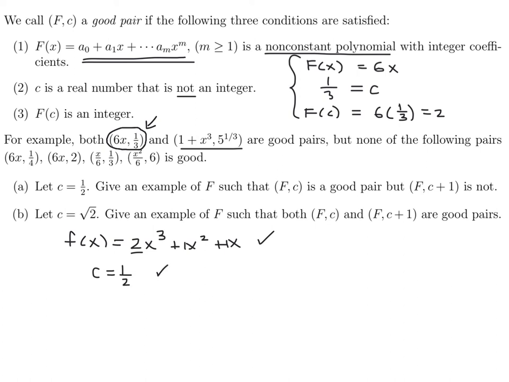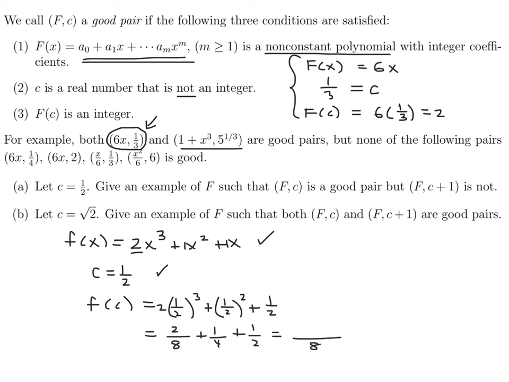Okay, so that's fulfilled. Now we have to figure out f at c, and f at c must be an integer. So that means we have 1 half to the power of 3 times 2, plus 1 half to the power of 2, plus 1 half. So that's 2 over 8 plus a quarter plus a half. And getting a common denominator of 8, that's 2 plus 2 plus 4, and that's 8 over 8, which is 1, which is an integer. So therefore all three criteria have been met, that f, c is a good pair.